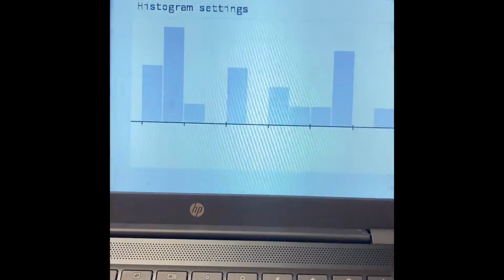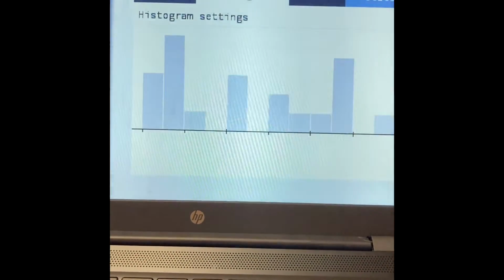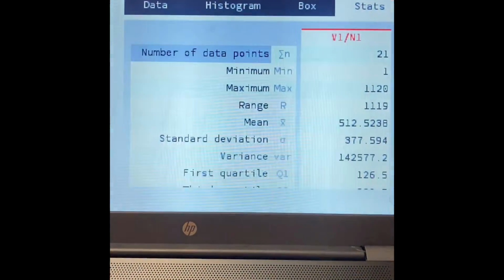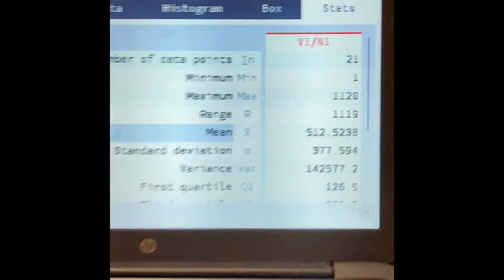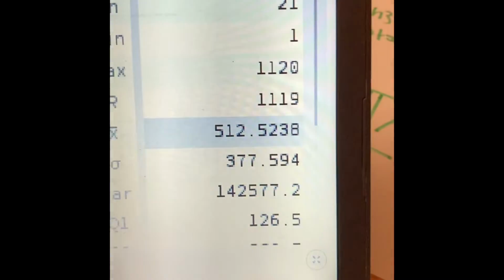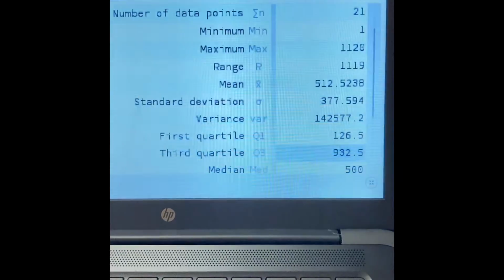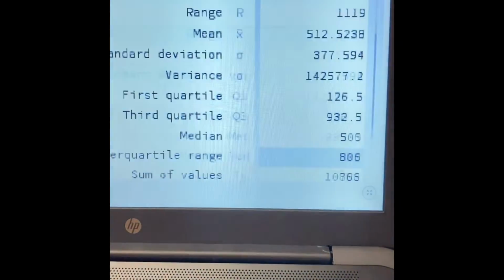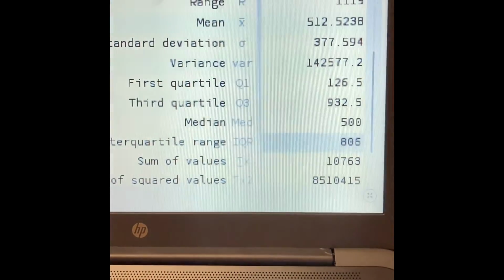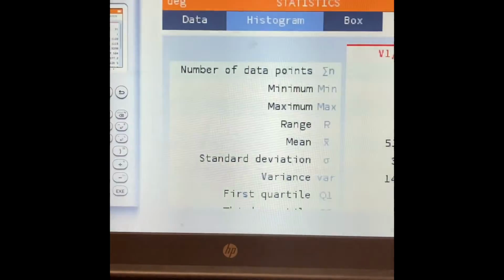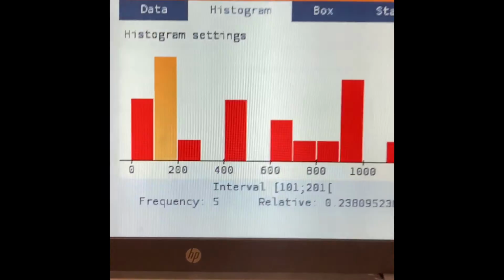Not only can this calculator do histograms, it can also show box plots, which we'll learn about later, and statistics, like the mean or the average, which is 512, which is around a gold medal. And it can also calculate what the median is, which is 500, or the sum of all values. So it can do a lot of things, not just a histogram, or calculate like a normal calculator.